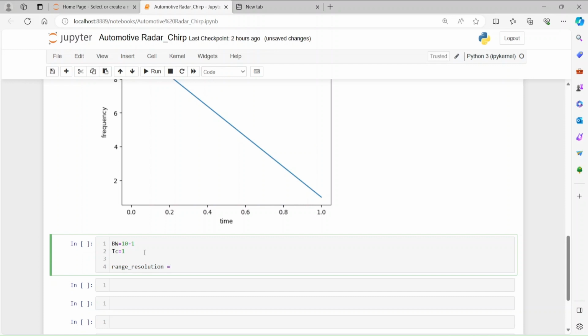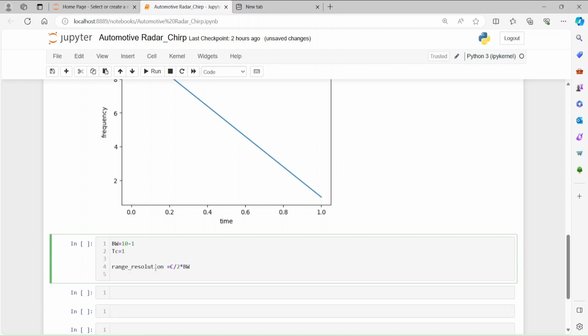Okay, this is the radar's ability to distinguish two objects that are very closely spaced. This term is dependent on the bandwidth, so you have c over 2 times the bandwidth. Basically, the more bandwidth you have, the more resolution you have in the radar, meaning the more closely spaced objects you can figure out.